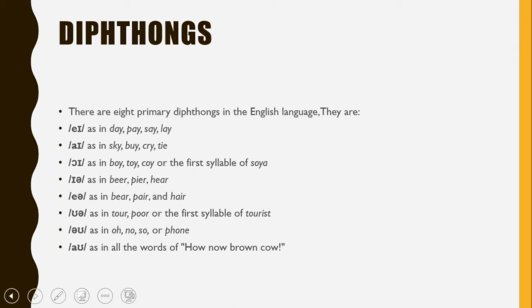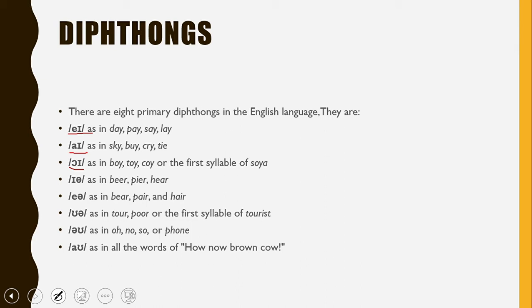First, let me open up my pen and point it out. The first one is the A sound. What is the A sound? When you say day, pay, say, lay. Next is I. For example, when you say sky, buy, cry, tie. Next is oi. You can find examples in boy, toy, koi.